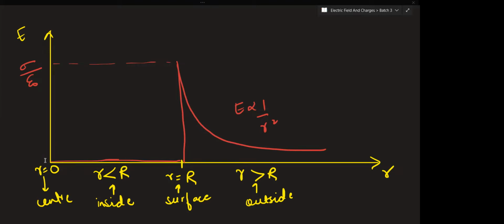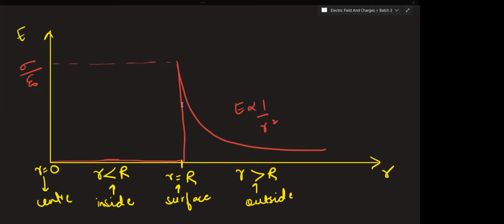See, in this, r equal to 0 is at the center, and r equal to capital R is the surface. Any point between the center and the surface is inside, and any point above the surface is outside. Now, how do we plot the graph? First, we plot from the center to the surface, meaning inside. Inside, the electric field is 0. So 0 is at the origin. That's why we have just traced it.